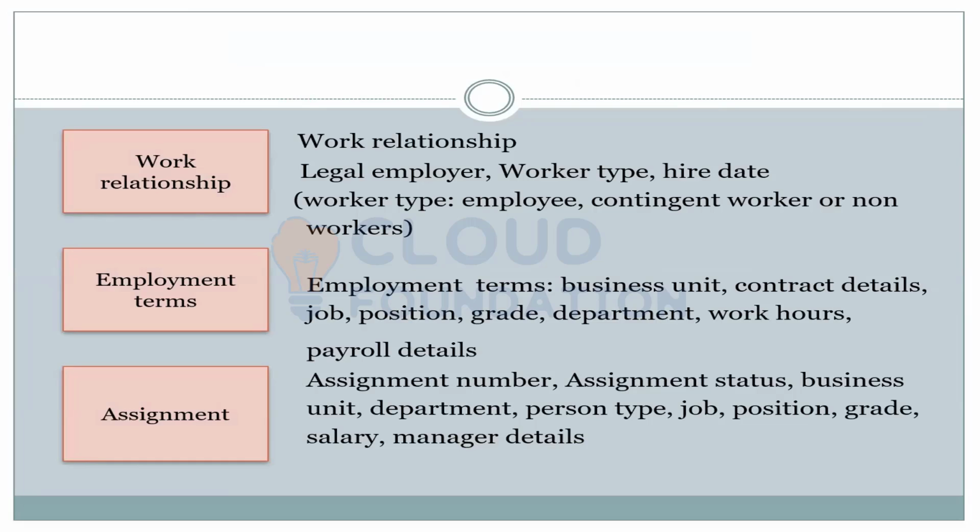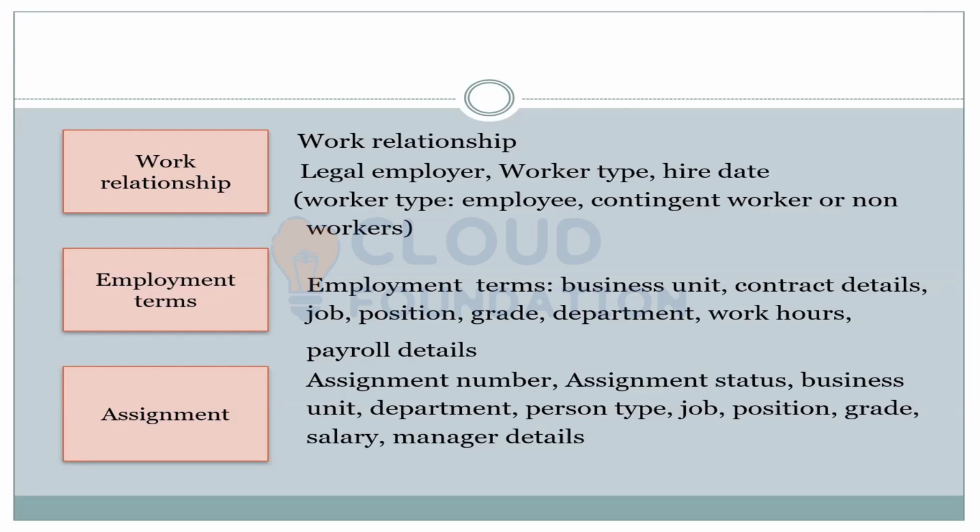Employment terms are what? Business units, contract details, job, position, grade, department, work hours, payroll details. Employment terms are like contract details. It can be job, position, grade, department, work hours, payroll details. An assignment is what? Assignment contains assignment number, assignment status, business unit, business department, person type, job, position, grade, manager, salary details. So all these things are called assignment details.